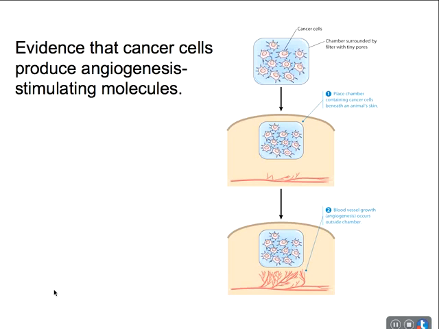And what they found is that after a couple of weeks, there was increased vascularization around their chamber, indicating that the cells are releasing something small enough to go through those pores, which is triggering growth of blood vessels up and around the chamber. They did this with normal cells and did not see that increase in vascularization around it. So indicating that they're releasing individual molecules that are capable of stimulating this growth of new blood vessels.